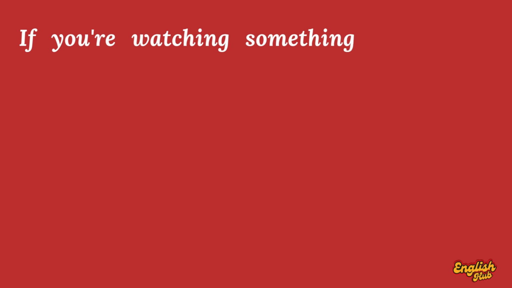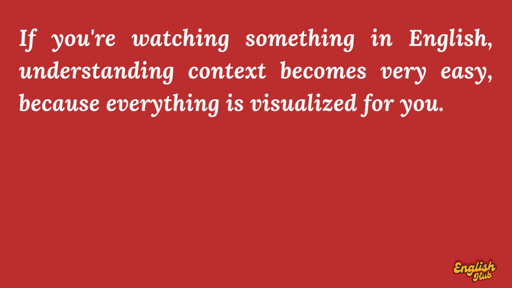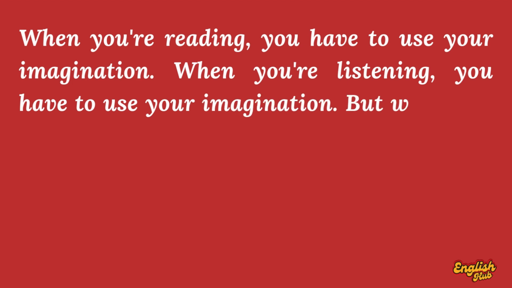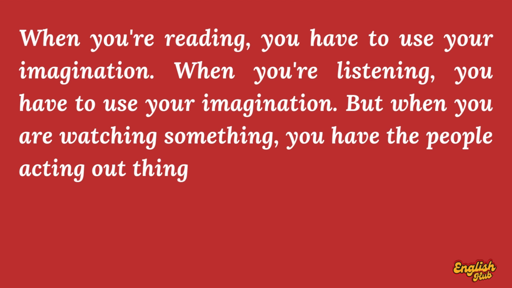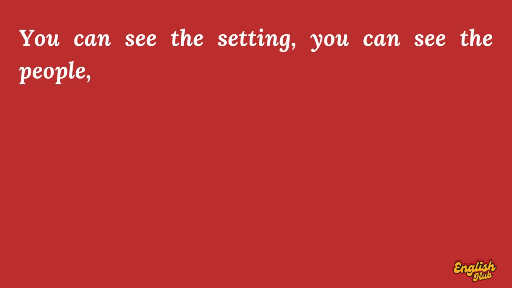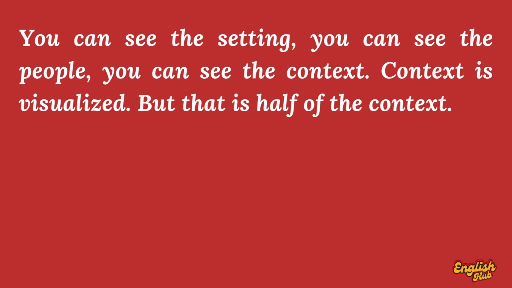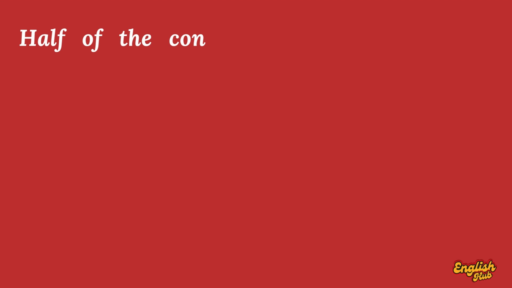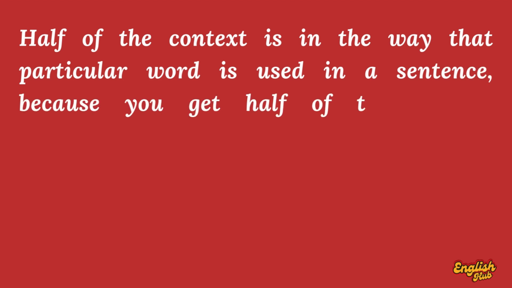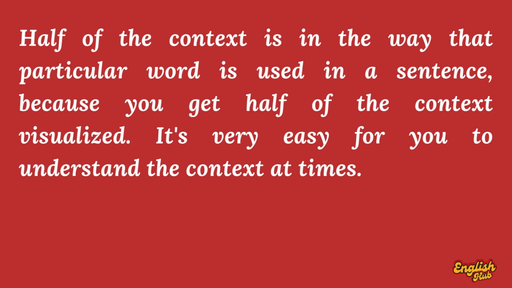Now, if you're watching something in English, let's come to listening and watching. If you're watching something in English, understanding context becomes very easy because everything is visualized for you. When you're reading, you have to use your imagination. When you're listening, you have to use your imagination. But when you are watching something, you have the people acting out things for you. You can see the setting. You can see the people. You can see the context. Context is visualized, but that is half of the context. Half of the context is in the way that particular word is used in a sentence, because you get half of the context visualized. It's very easy for you to understand the context at times.